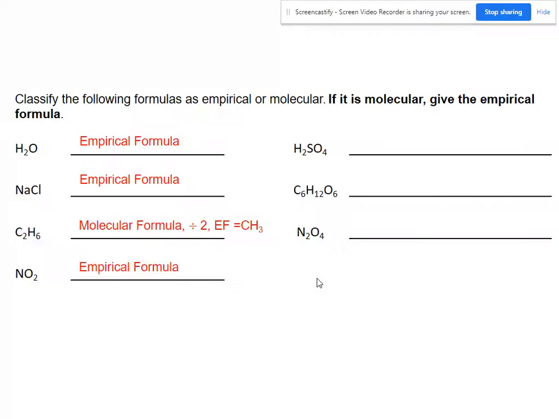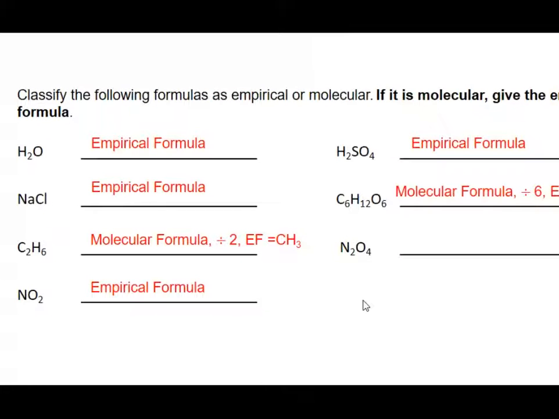NO2, 1 to 2, empirical formula. H2SO4, a lot of students always want to say, well, the SO4 is together. But no, you have to look at it as 2 H's, 1 S, 4 oxygens. So that's an empirical formula. The next one, C6H12O6. This is a molecular formula; dividing by 6, the empirical formula is CH2O. For N2O4, that's a molecular formula because I can divide by 2. So the empirical formula is NO2.